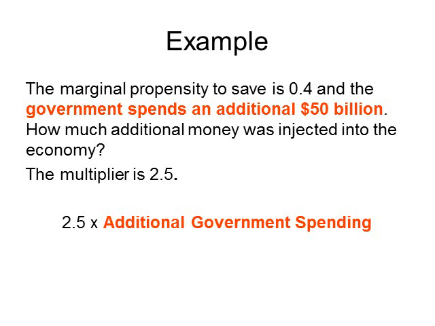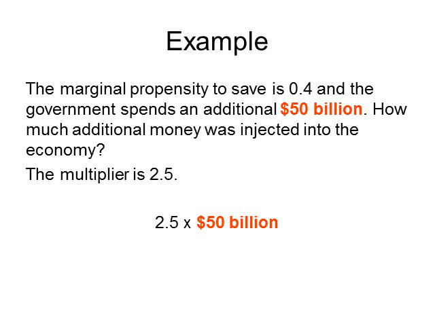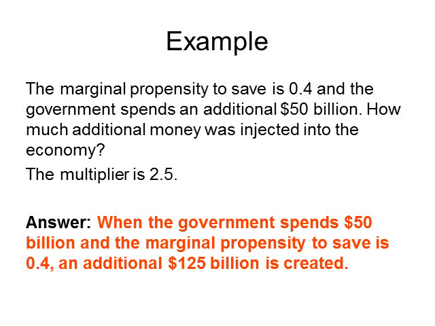Our next step is to locate how much additional money the government spends. In this case, this was 50 billion. So we're going to take the 50 billion and substitute it in for the additional government spending. We're going to multiply the multiplier times the given additional government spending. In this case, the multiplier was 2.5 and the amount of additional government spending was 50 billion. So we're going to multiply 2.5 times 50 billion. This gives us $125 billion that are generated as a result of a $50 billion additional spending by the government.